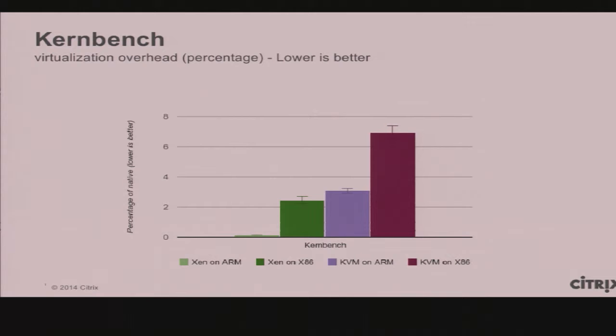So I'm really happy with this. This was the first result I got, and it's a good validation point. Xen has a lower overhead than KVM in general, and Xen on ARM tends to do particularly well here.